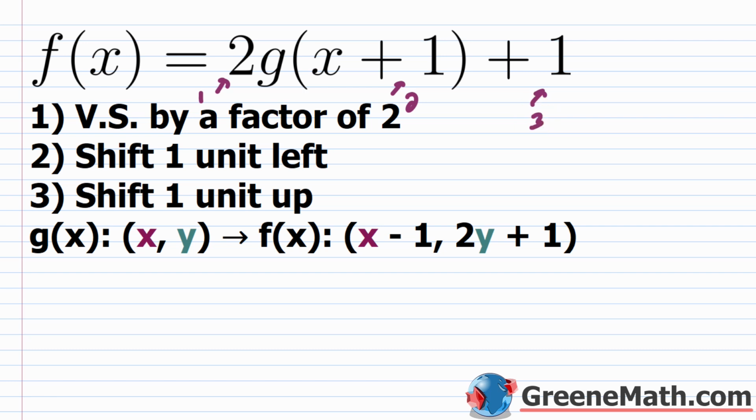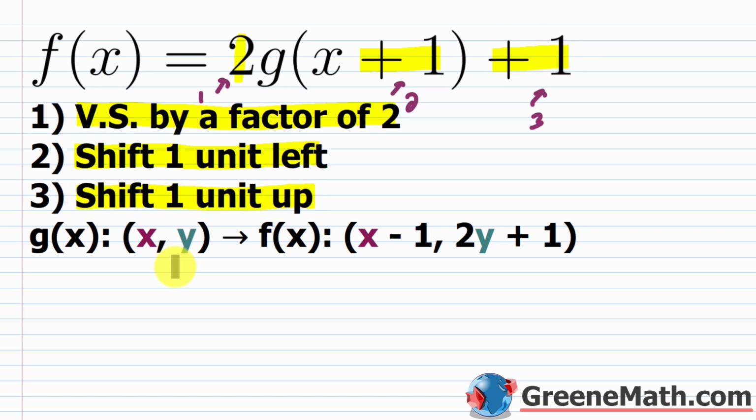So what I'm going to do first is deal with this 2 that's multiplying this guy. So that gives me a vertical stretch by a factor of 2. Then I'm going to come on the inside. So you have this plus 1 right here. When we go on the inside, we need to undo what's being done to x. So you have x plus 1 there. To undo that, you want to subtract away 1. So you're going to get a shift of 1 unit left. Then when we come back on the outside, again, this is for vertical. We have this plus 1. And so that's going to be a shift that is 1 unit up.